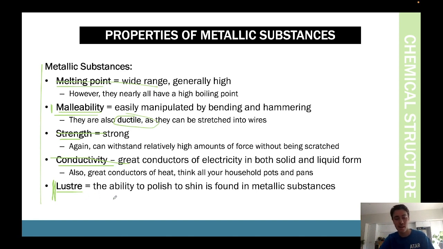The other thing is lustre. The ability to polish, to shine, is found in metallic substances. You know how you can get a metal, and if you give it a really good polish, you can get it really shiny. That's lustre. You can't do that with everything. You can't do that with plastic. You can't polish plastic and have it become shiny. You can only do that with metals.